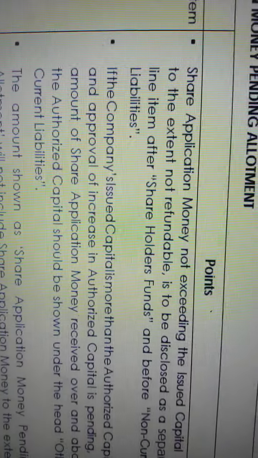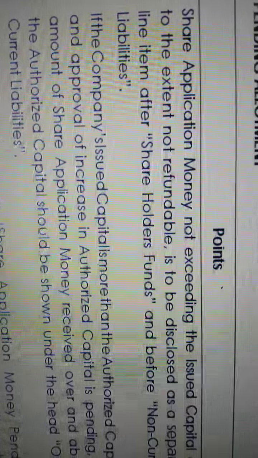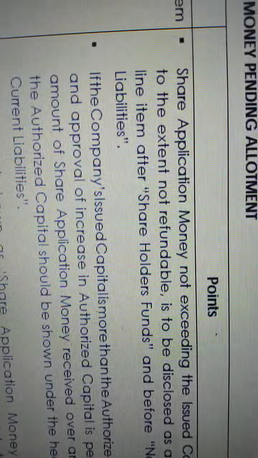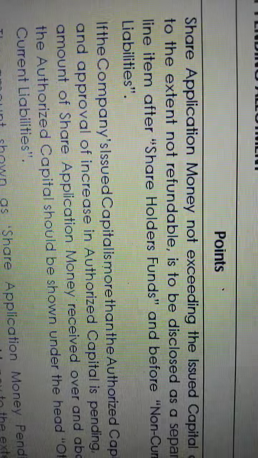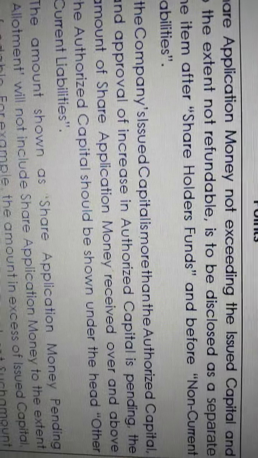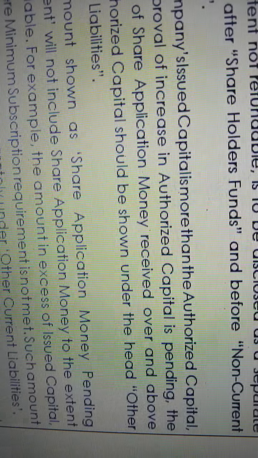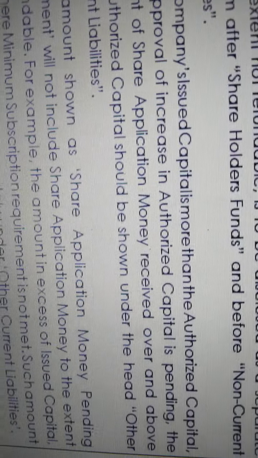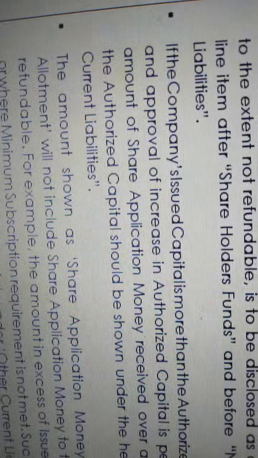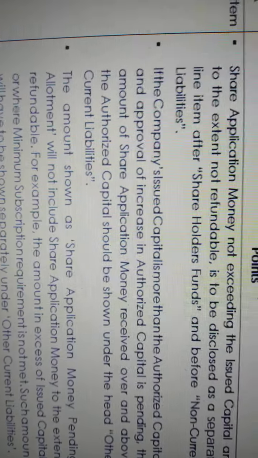If it is within the limit, I can present it between shareholders fund and non-current liabilities, under the shareholders fund and non-current liabilities. Then what is the next step? If the company issued capital is more than the authorized capital and approval of increase in authorized capital is pending, the amount of share application money received over and above the authorized capital should be shown under the head other current liabilities. Okay? What are they trying to say here?